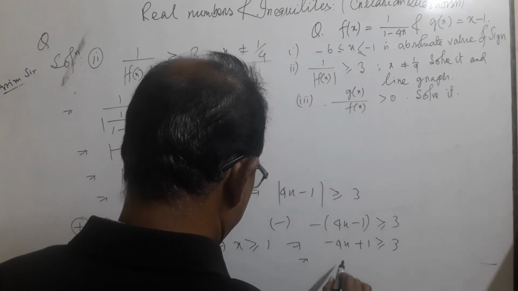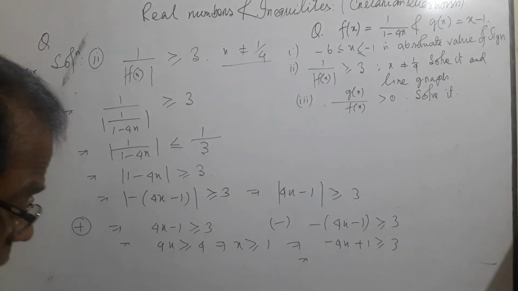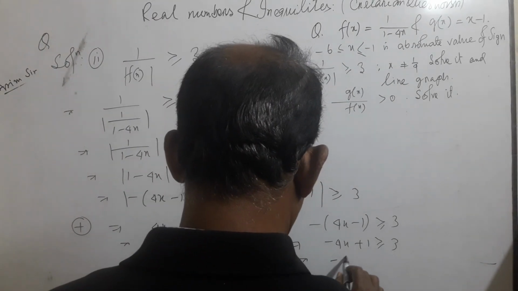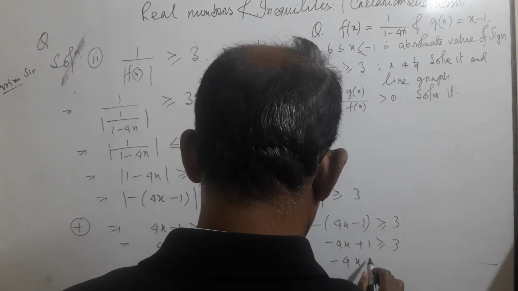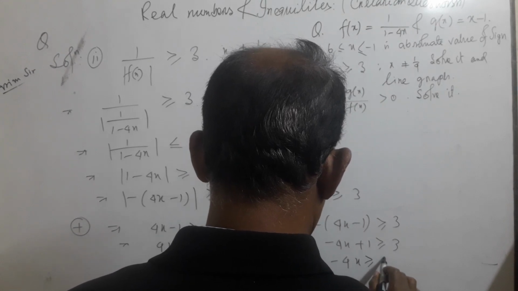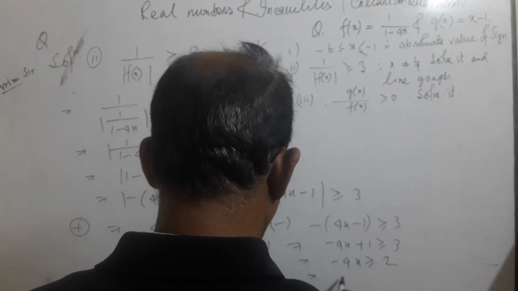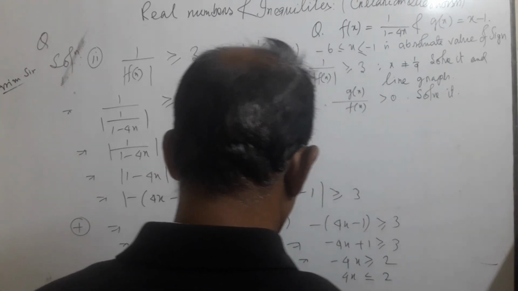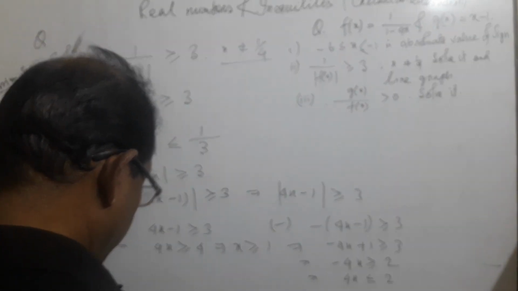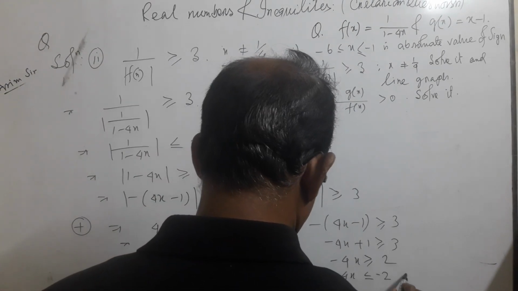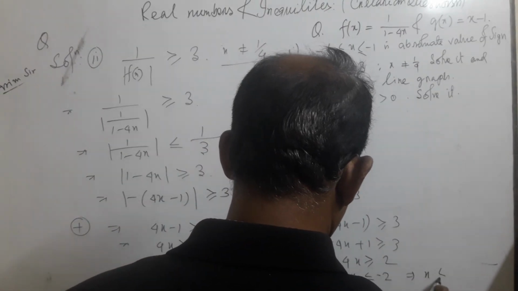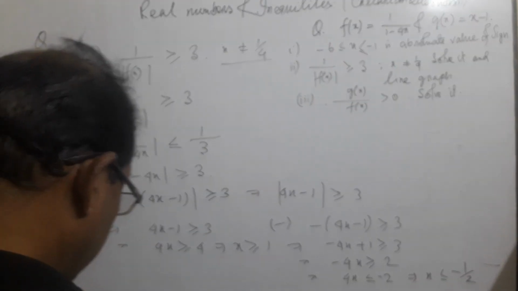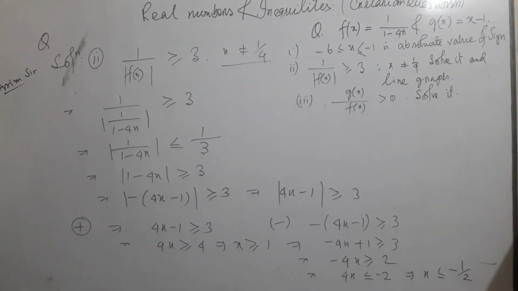So that's why minus 4x is greater than or equal to 2. So that implies 4x is less than or equal to minus 2. That implies x is less than or equal to minus half.